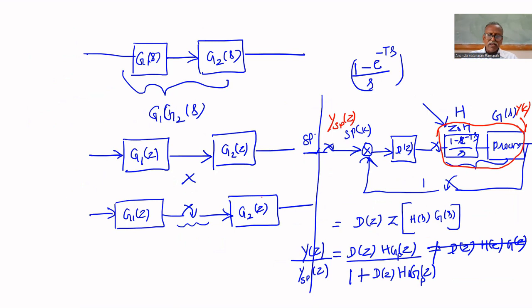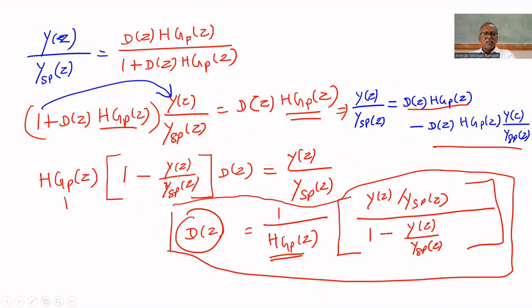Next thing is you have to find Y of Z by Y set point of Z. It is nothing but a transfer function for the response. What is the input? Y set point of Z. What is the output? Y of Z. Therefore, Y of Z by Y set point of Z is nothing but the transfer function for the response of the system. If you know the response and HGP of Z, you can find the digital controller.